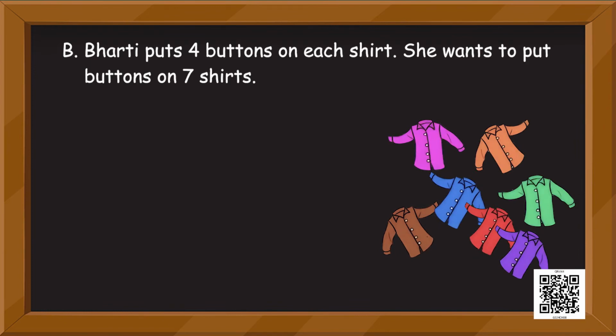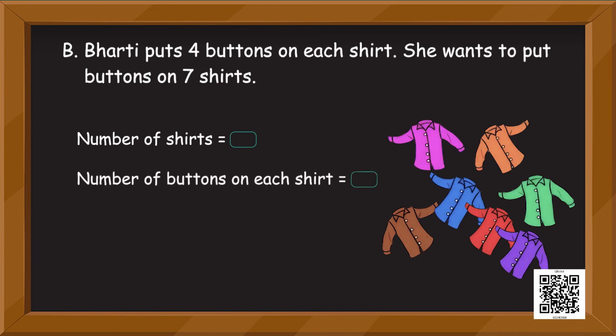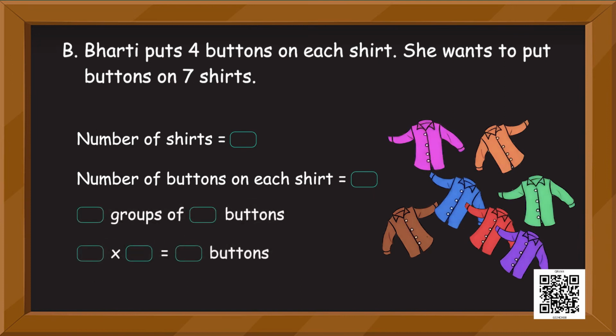So she wants to put buttons on these. So total number of shirts is equal to what? Count. Yes, you're right. And number of buttons on each shirt is equal to what? As I said, count on 1 because the number is same for all the shirts. Very good. So now can you tell me the answer, the total number of buttons in these 7 shirts?